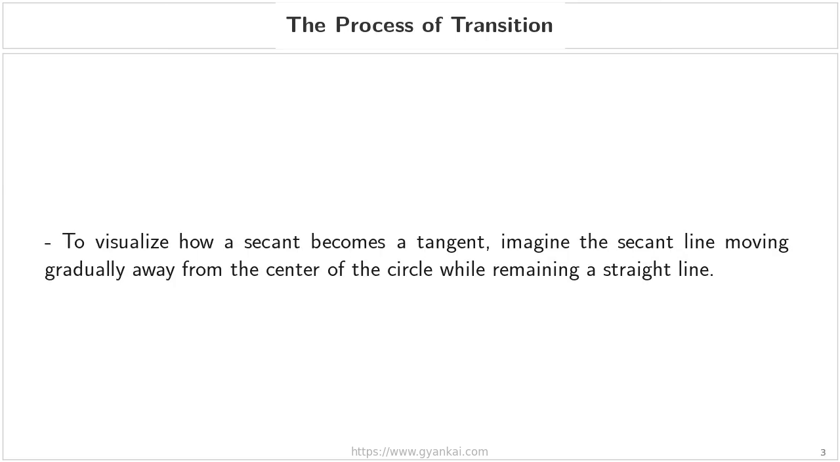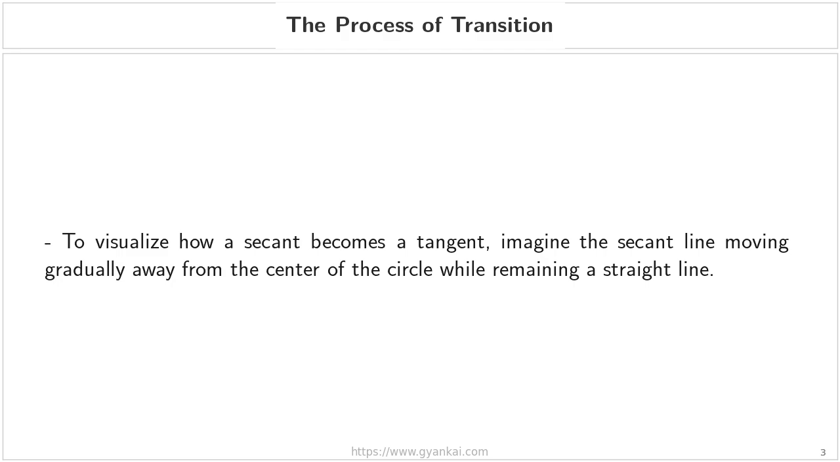The process of transition. Now that we have recalled what a secant is, specifically that line passing through points P and Q, let's move on to the most important part of today's lesson, the transition itself. I want you to visualize how a secant actually transforms into a tangent. Imagine that secant line we just discussed, and picture it moving gradually away from the center of the circle while always remaining a perfectly straight line.